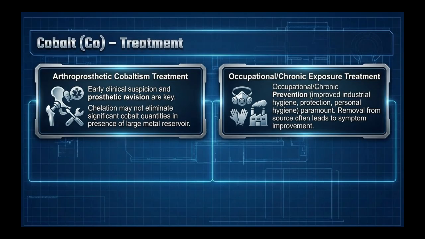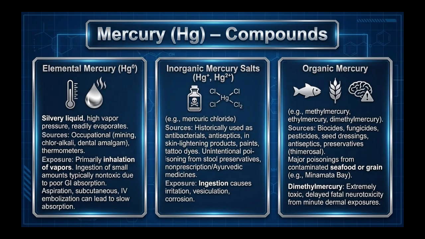Treatment for arthroprosthetic cobaltism emphasizes early clinical suspicion and timely prosthetic revision, as these are crucial for effective management. It is important to note that chelation therapy may not completely eliminate significant quantities of cobalt when a large metal reservoir is present. In cases of occupational or chronic exposure, prevention is the key. Measures such as improved industrial hygiene, proper skin and respiratory protection, and maintaining personal hygiene are vital. Removing individuals from the source of exposure often results in an improvement in symptoms.